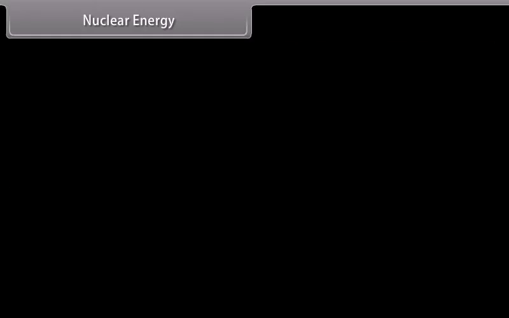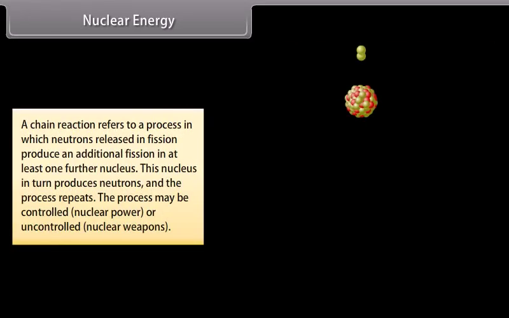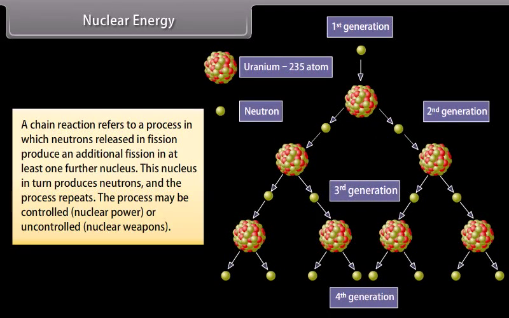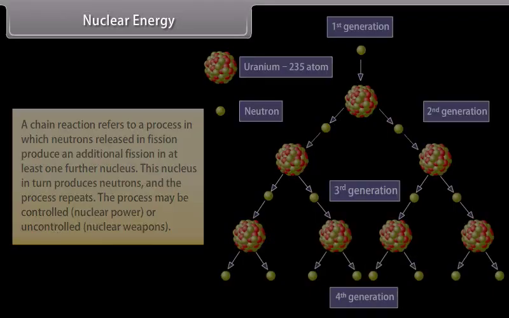Nuclear chain reaction. A chain reaction refers to a process in which neutrons released in fission produce an additional fission in at least one further nucleus. This nucleus in turn produces neutrons, and the process repeats. The process may be controlled, that is nuclear power, or uncontrolled, that is nuclear weapons.